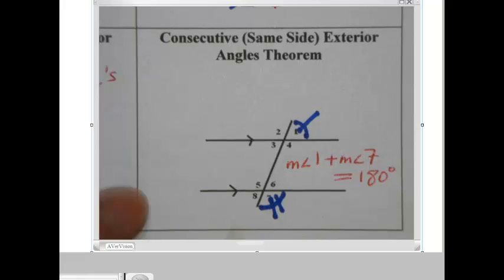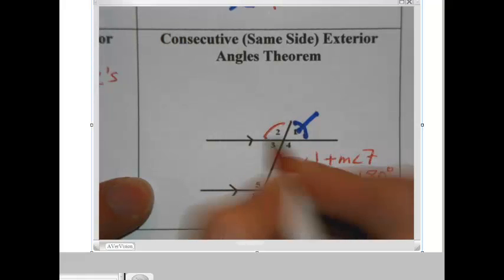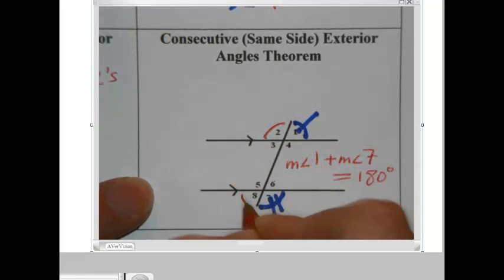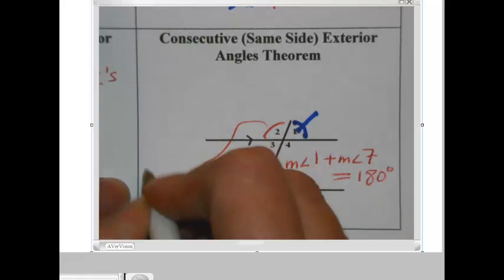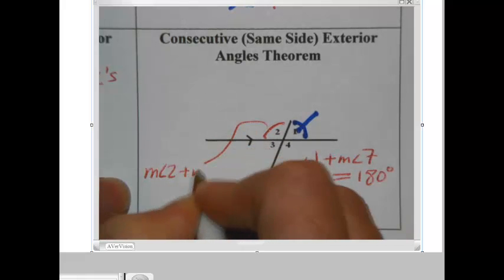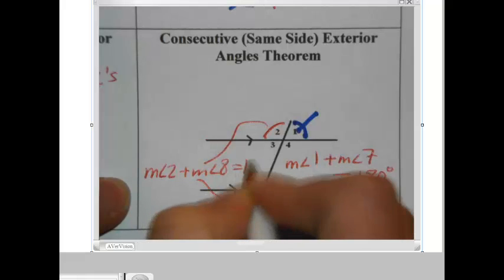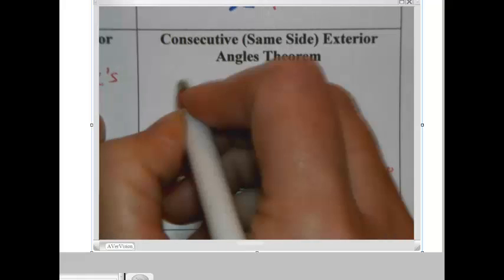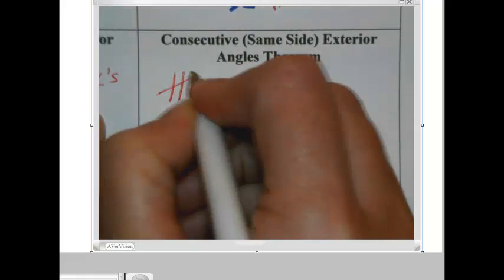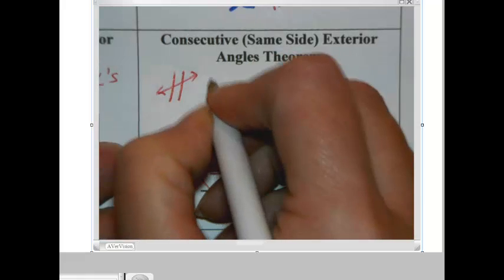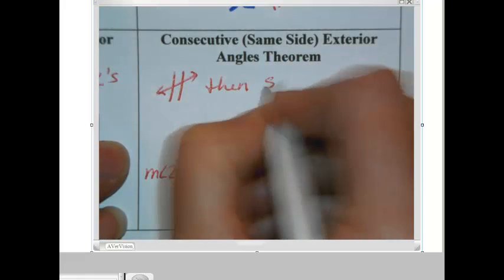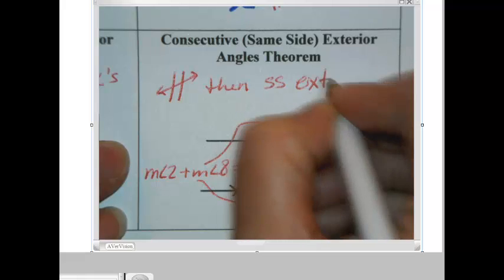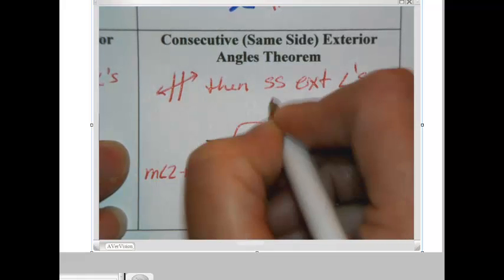Same holds for angle 2 added to angle 8. These two get added together, angle 2 and angle 8, 180 is the answer, or the total. So when we have parallel lines cut through by a transversal, then the same side exterior angles are supplementary.